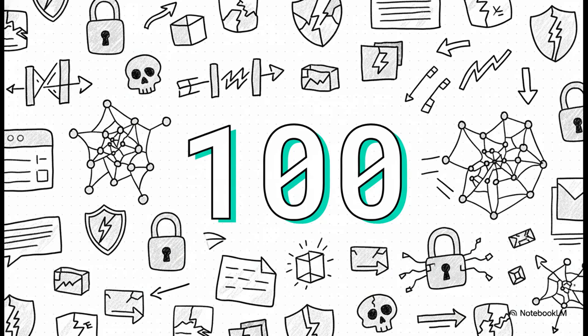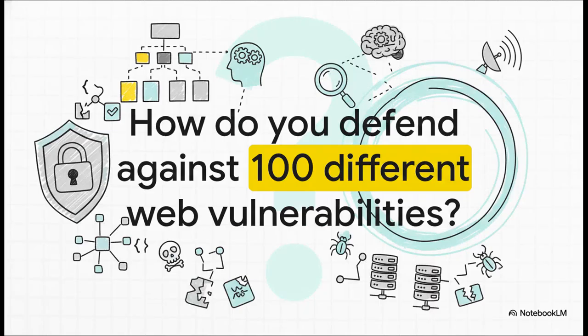Security researchers have actually cataloged at least 100 distinct, known ways that an attacker can target a web application. 100. Let that sink in for a second. That number, yeah, it's a little intimidating, isn't it? And that really brings us to the main question here. If you're building websites or running a business online, how in the world are you supposed to protect yourself against a list that long? Do you have to become an expert in all 100 things? I mean, that sounds impossible.